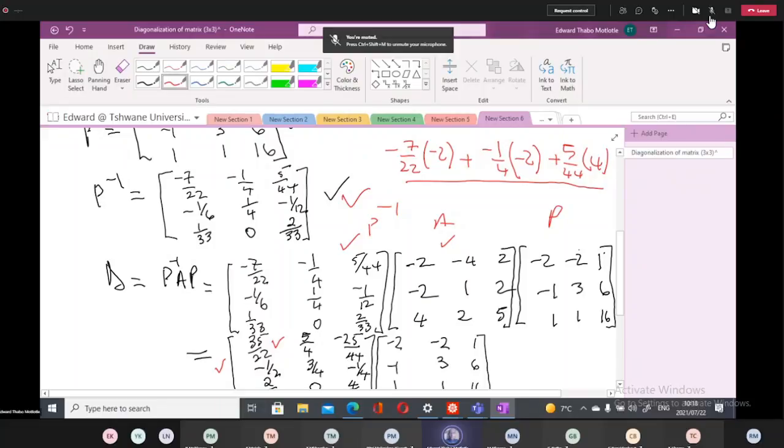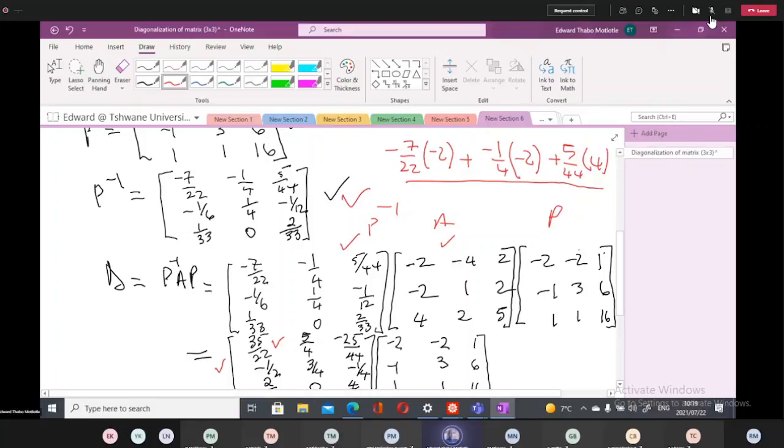So I can clearly see that I have 14 over 22 plus 1 over 2 plus 20 over 44. And then I add this, so I end up with 35 over 22. So this is how you do it actually.